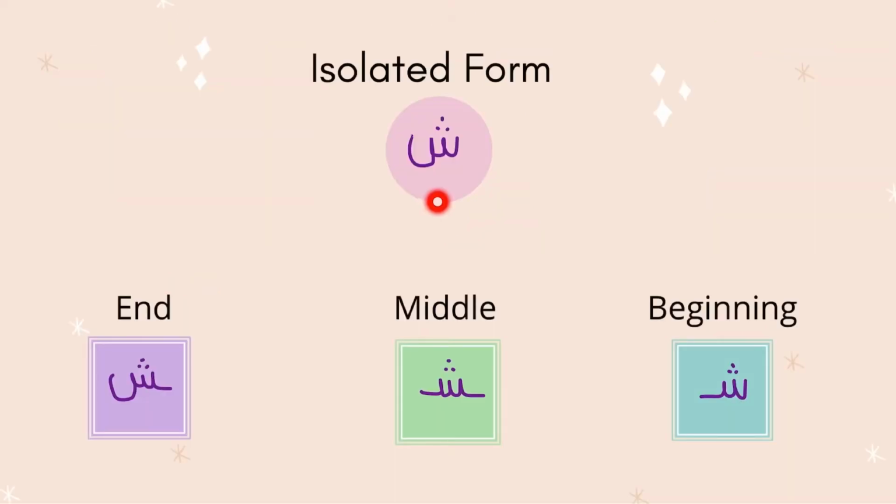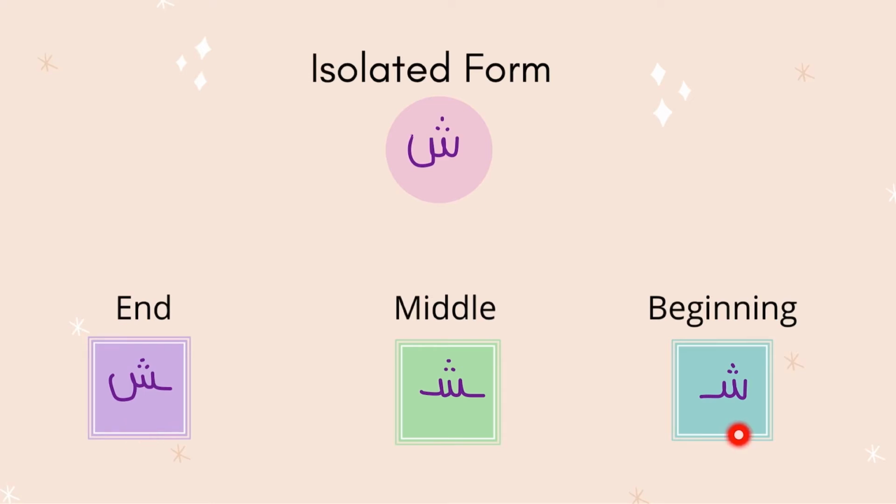This is how Sheen looks when it's by itself. And this is how it looks at the beginning, in the middle and at the end of the word. Did you notice that at the beginning and in the middle it loses its belly? Only at the end, because it has space, it will let its belly out.